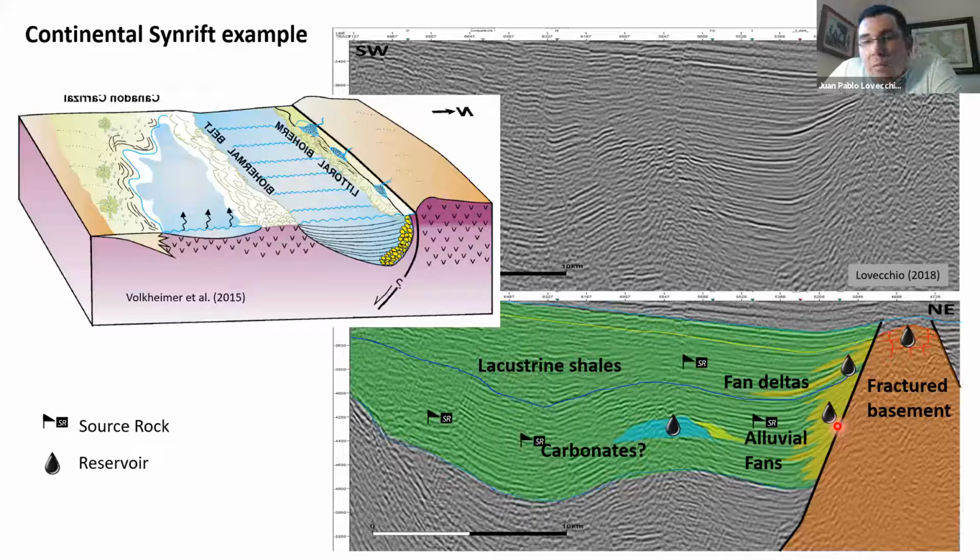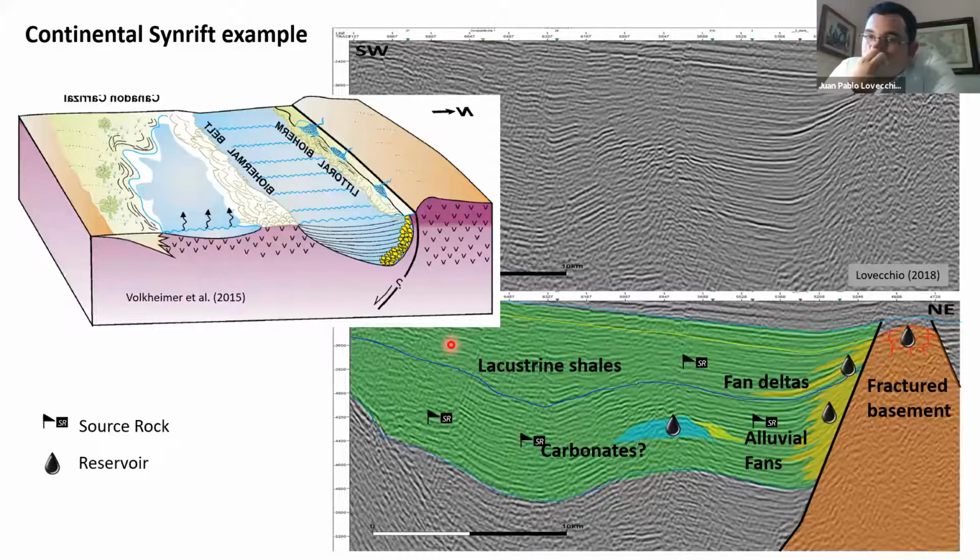And there can also be some carbonate facies, as in this example here from Patagonia, where you have an active fault with alluvial fan or fan delta deposition, and you have some bioherm facies belt here along the fault border of the basin.